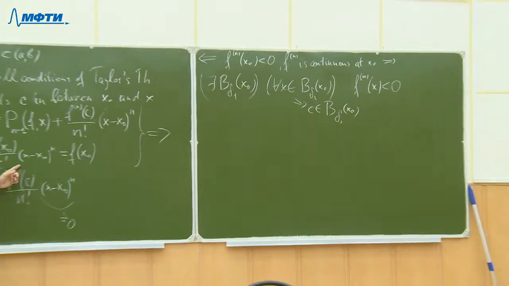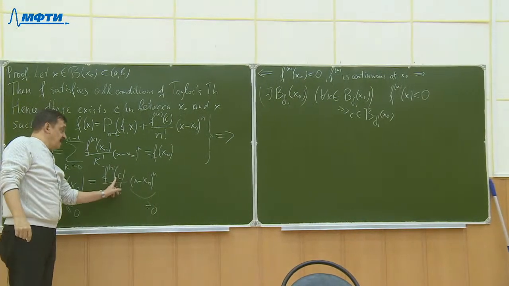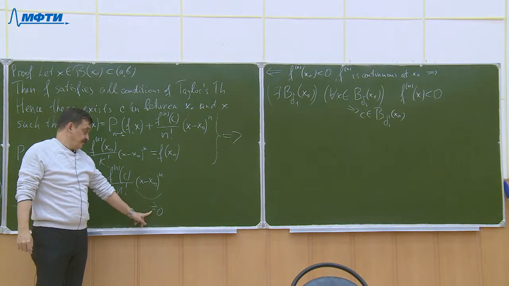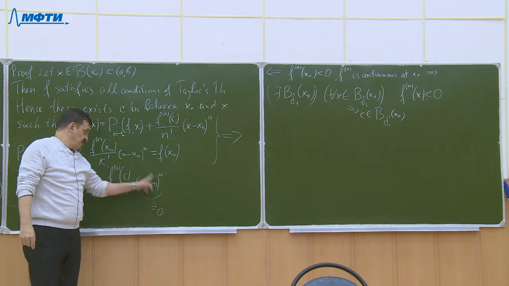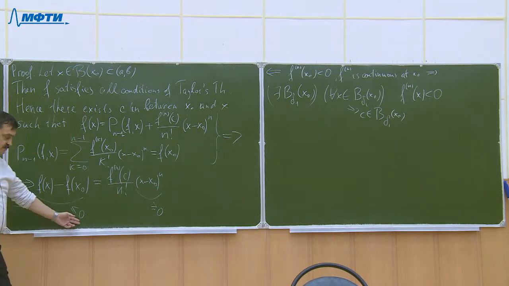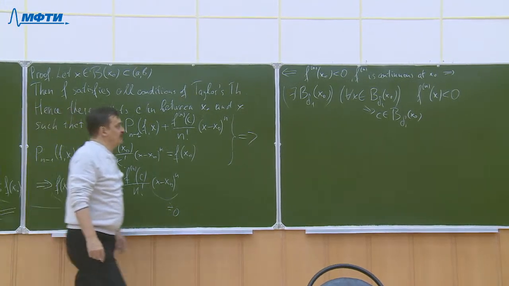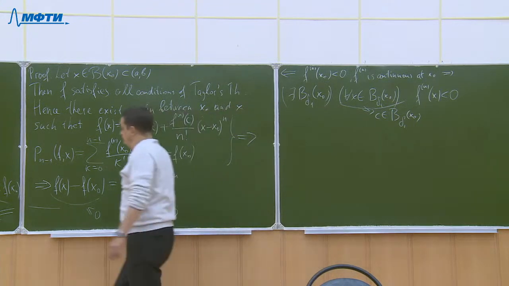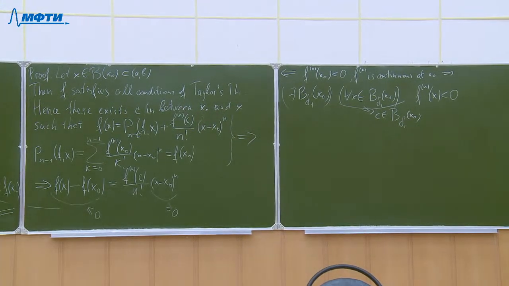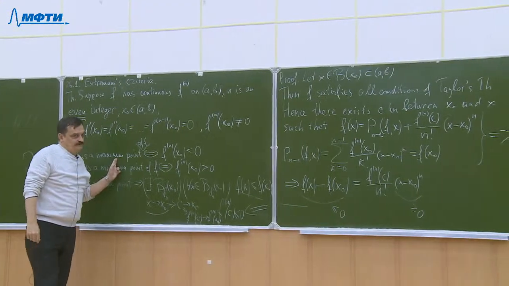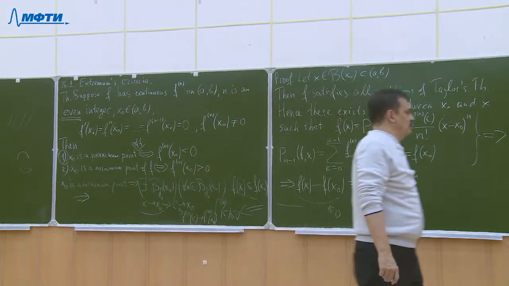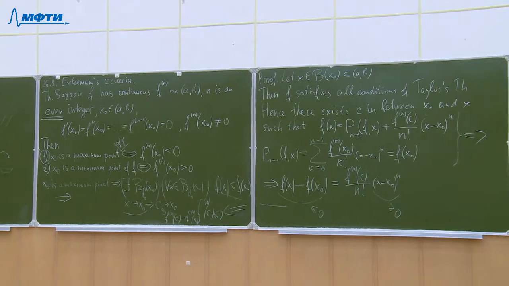So it means the nth derivative is negative, and since this is non-negative, the product is non-positive. And this is valid for arbitrary x from a neighborhood, hence x naught is a maximum point. So the converse assertion is proved as well.